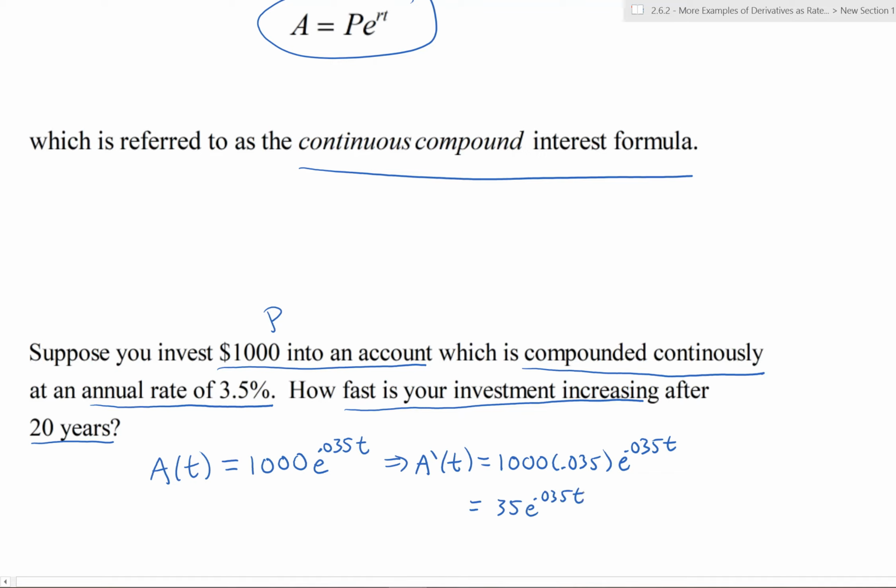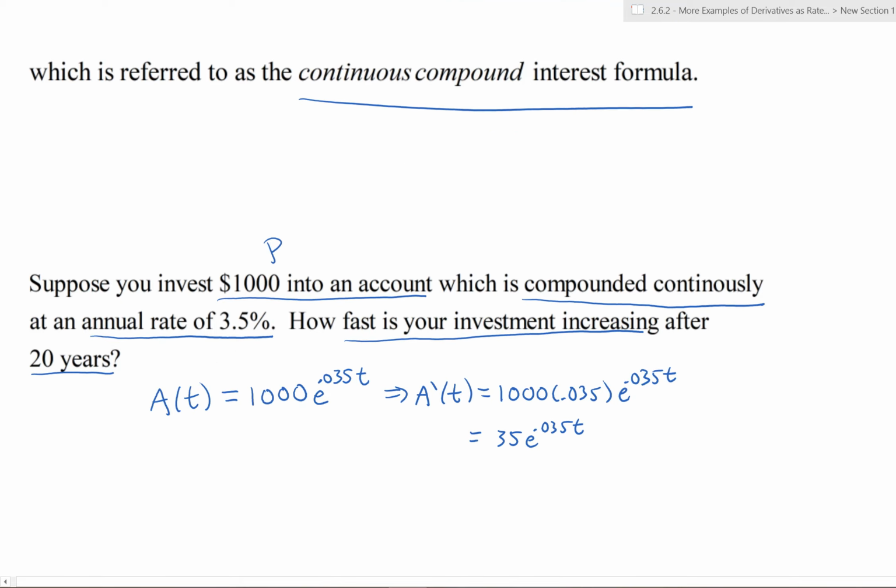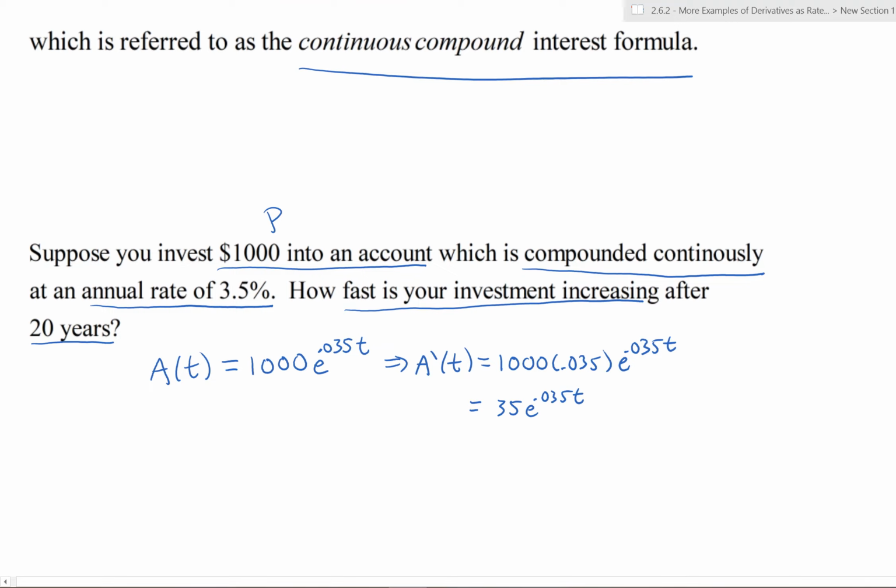Now, that is how much will be in the account after t years, assuming all of this is happening. And so what I'm after is how fast my investment is increasing, because it's definitely going to increase here. After 20 years, the rate at which that's happening. So that means I've got to find A prime of t here. This gives the rate of change of the amount of money per year, right? Keeping in mind those units. Change in the amount of money per year in general.